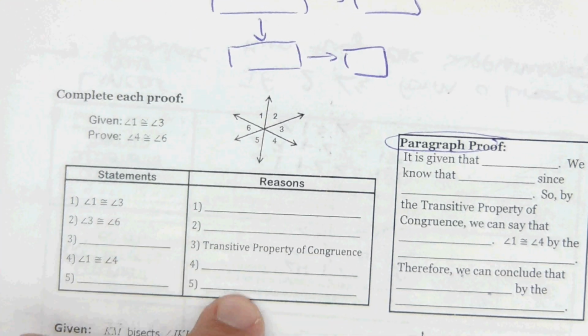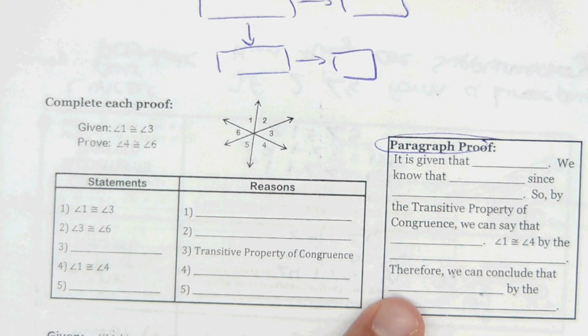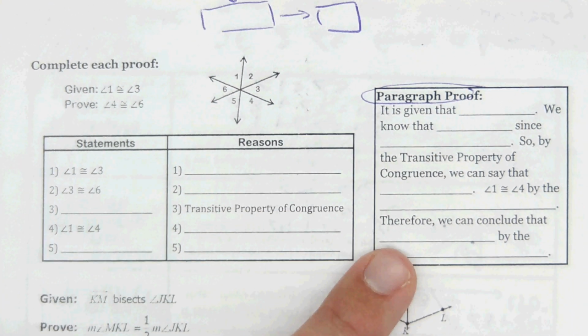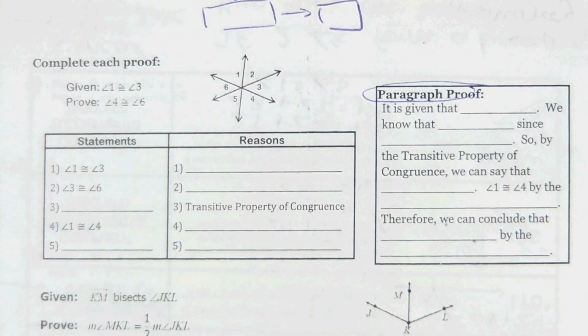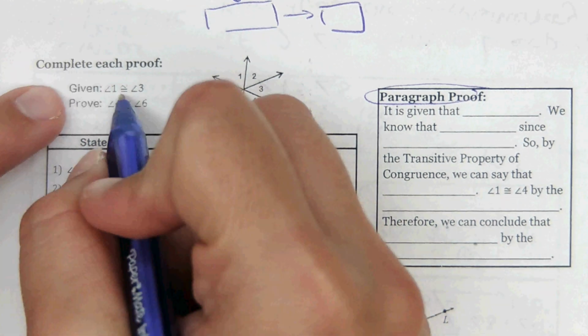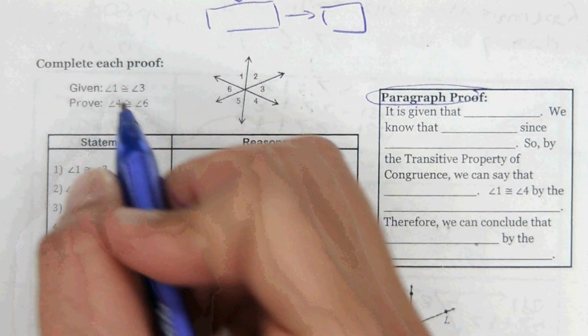Okay, so right here we're going to do the 2-column proof, and then we're going to take this information and put it into a paragraph proof just to introduce that format. And then this is the last page of the notes, which is cool.